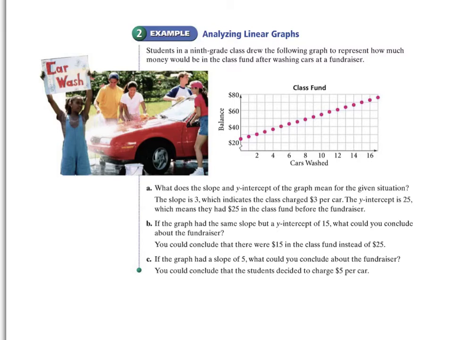because we started at $15 instead of $25. Now, if the graph had a slope of $5, what could you conclude? Well, what that means is that it now would be going up 5 and over for one car. In other words, we started charging $5 per car.